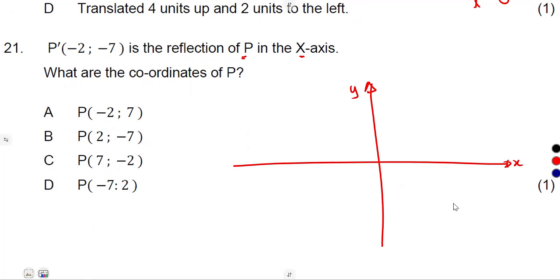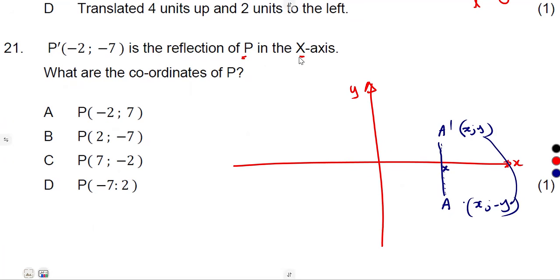So what happens is that if a point is here, this is A and this is A bar, along the x-axis, it will be the same value of x. The value of x is the same, but the y value changes. So if this here is x, y, it will be x, minus y. The x value will be the same, but the y value changes. That is the only condition.